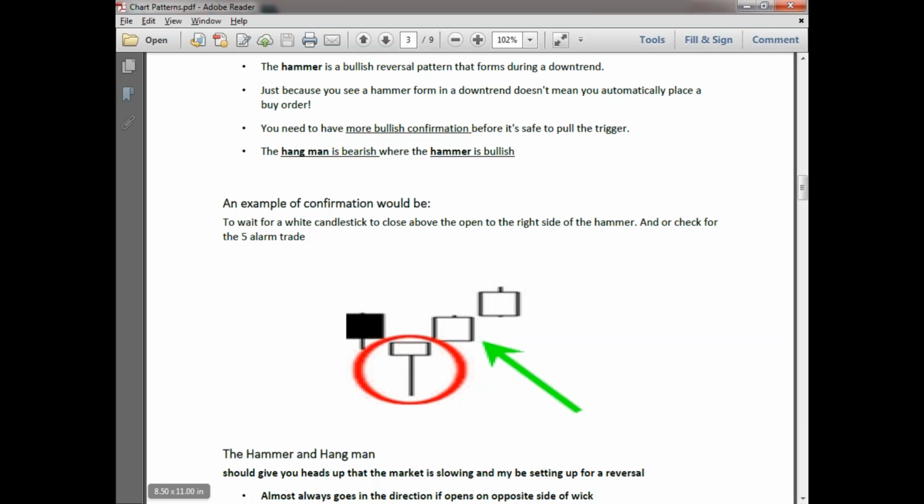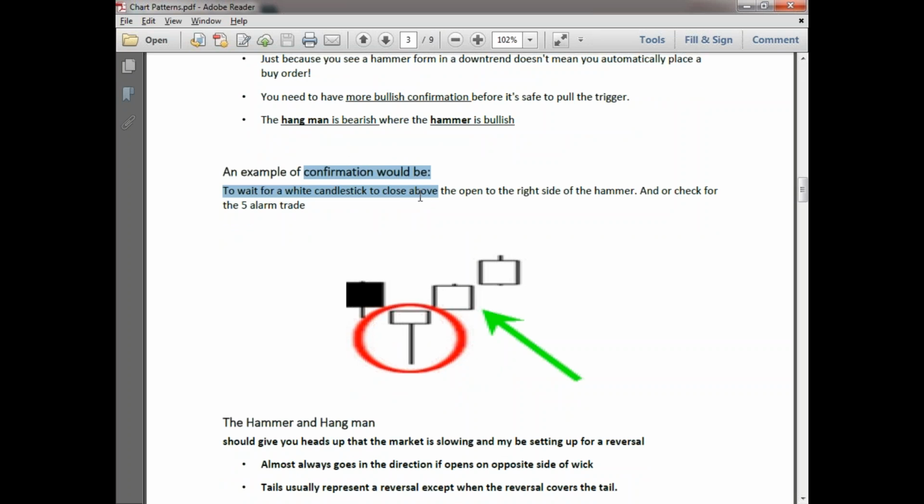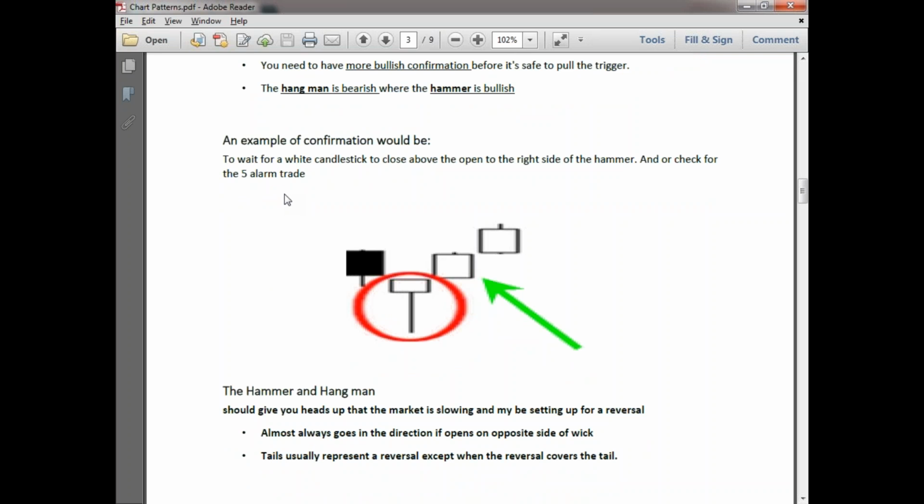So this is the candlestick of a hammer, with a close above the open on the right side of the hammer. Okay, so after this closing, there is an opening of the next candle, and it is out of range of this particular doji which has formed nearby, which is a hammer pattern. It has formed ahead of the hammer, which means that it is showing a clear reversal pattern. Okay, and check for the 5 alarm trade.